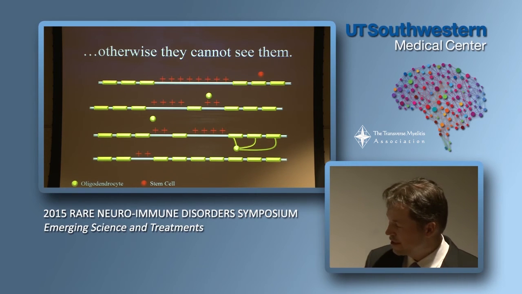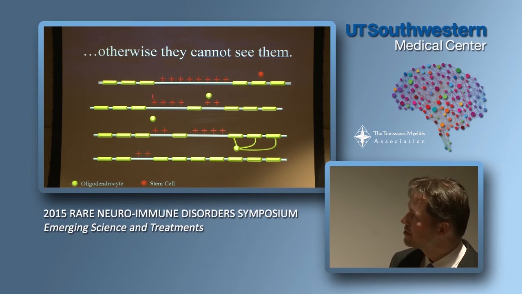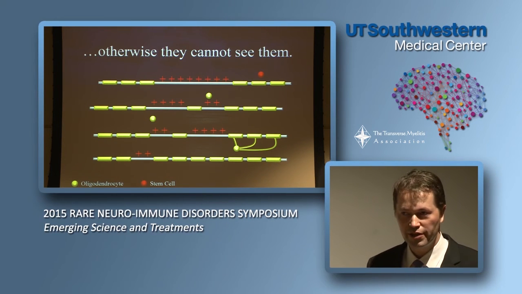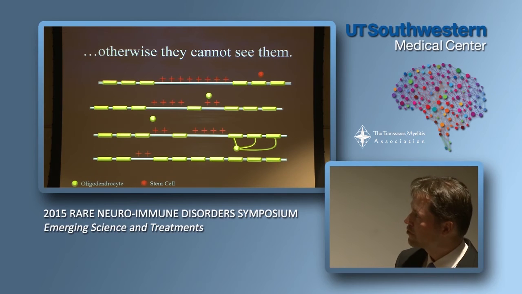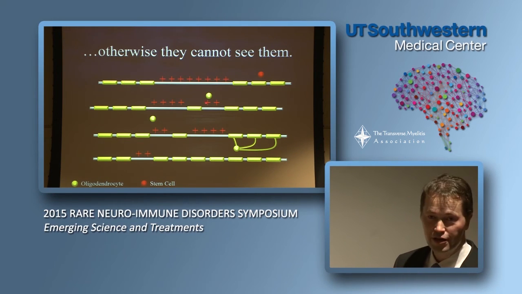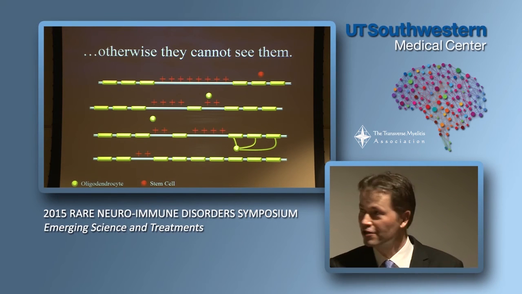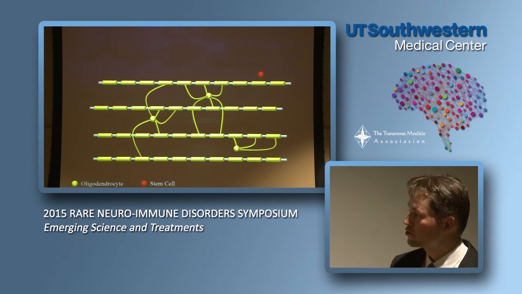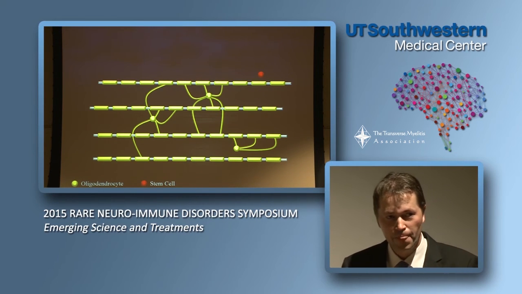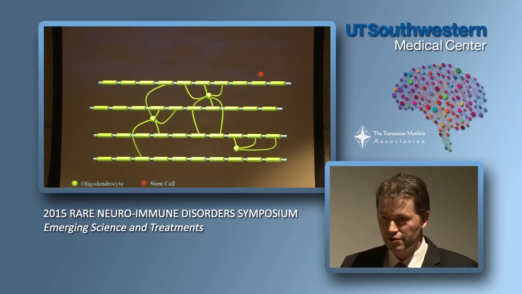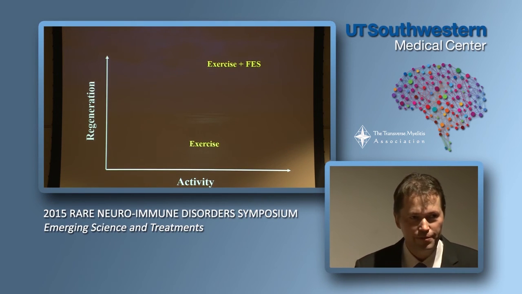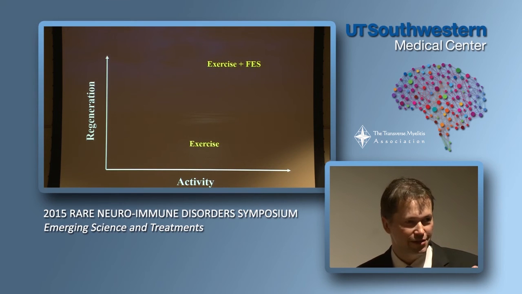And so if you can activate these connections here, sort of light up the connections by using exercise in combination with electrical stimulation, you light those up. Now these cells, as you can see, they started turning into oligos. And since they know, because they can see those connections here, they can reach out and actually recreate those wires. That's the way we think that activity-based rehabilitation helps.